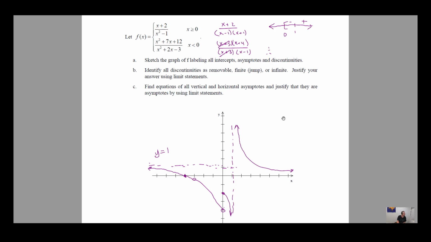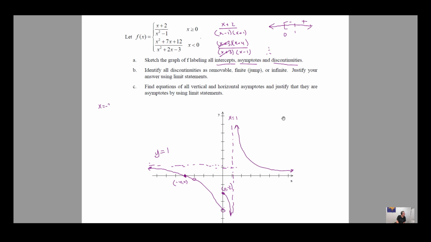Okay, that's part A. I've labeled intercepts on the x-axis, negative 4, comma 0. I've labeled intercepts on the y-axis, 0, comma negative 2. I've labeled the asymptotes as y equals 1 and x equals 1. And I can see the discontinuities. So let's identify those discontinuities now. We have a discontinuity that is occurring at negative 3.